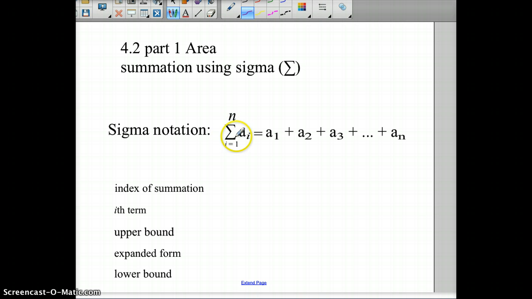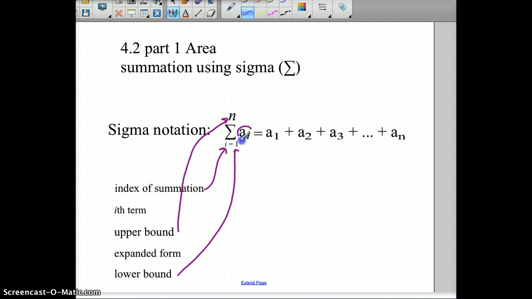It's got this Greek letter. It's got what number you're supposed to start counting at. So that's the index of summation, I. You start counting at 1 and you go up to n. So that would be the upper bound. And this would be the lower bound starting at 1. It might start at 2 or whatever and go up to 10 or 15 or whatever.